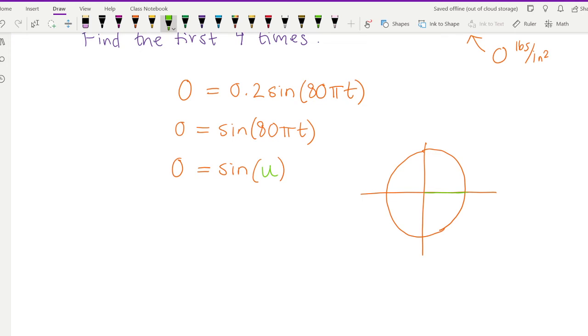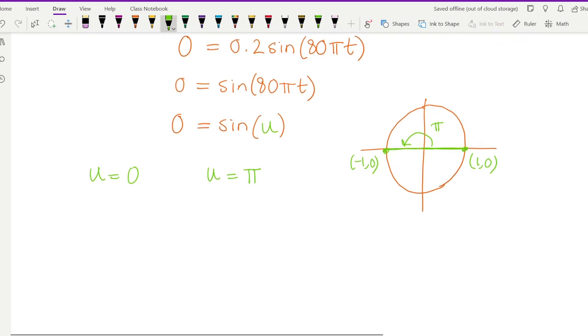Well, it's going to be at 0, right? That is one angle that is going to work. That's like the first angle that's going to work. So this would be where the y coordinate is 0. And then the other angle that's going to work is the angle of pi, right? At pi, we also have a y coordinate of 0. And so that means we could have u is equal to 0, or we could have u is equal to pi.